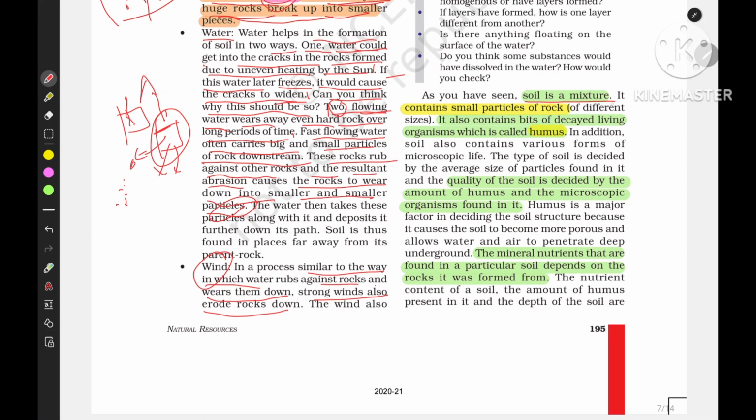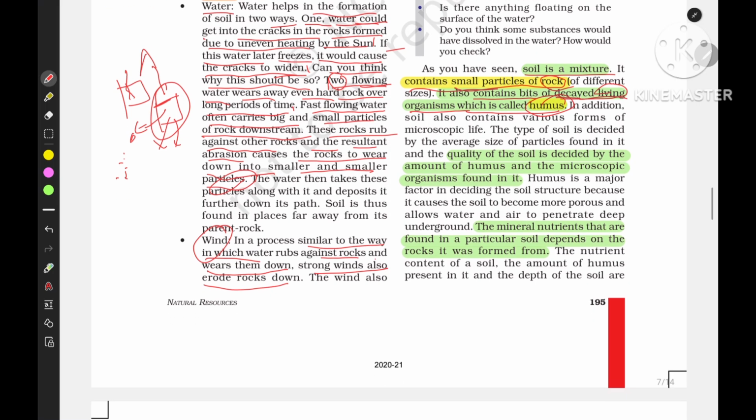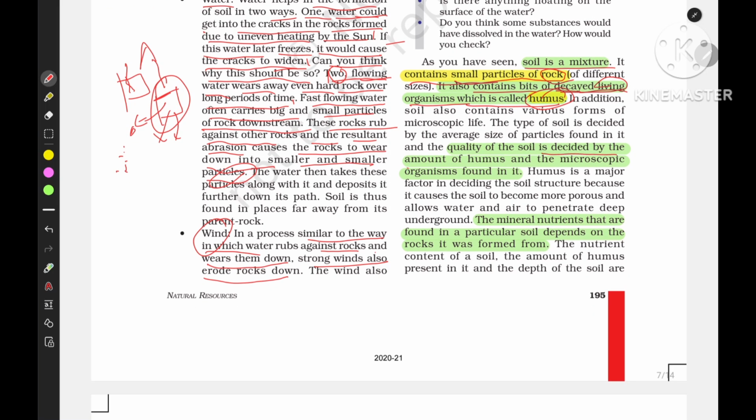As you have seen, soil is a mixture. It contains small particles of rock and also a bit of decayed living organisms, which is called humus. The quality of a soil is decided by the amount of humus and the microscopic organisms found in it. And the mineral nutrients found in a particular soil depend on the type of rock the soil was formed from.